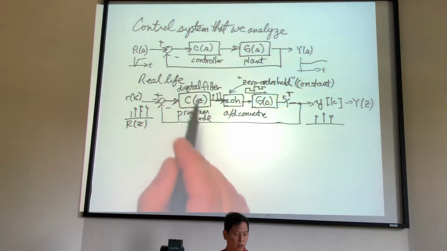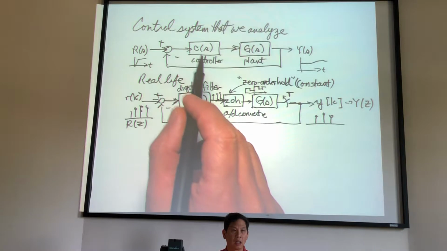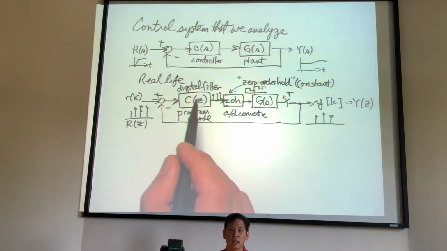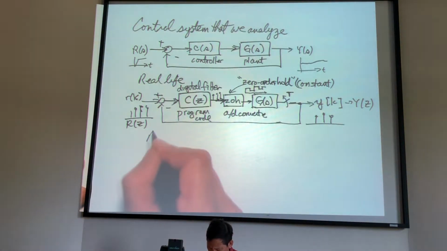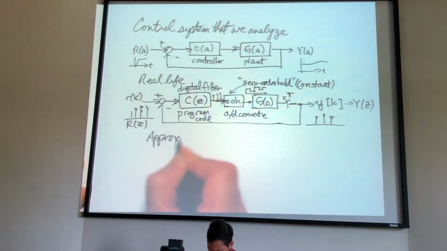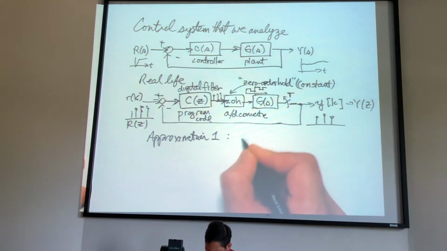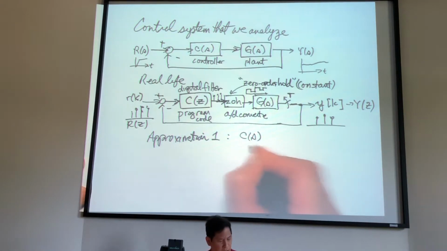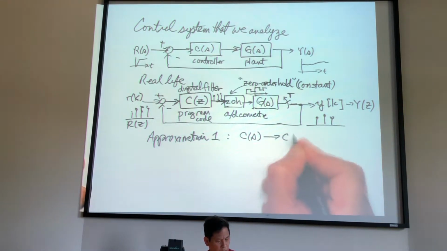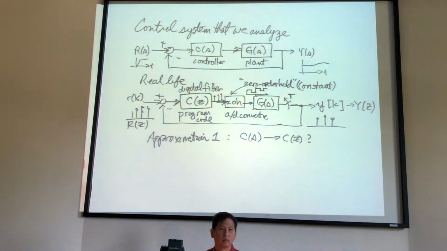Now what we do is we have to get a program code. The problem is we design here, but we need this. So one of the questions is, approximation 1: given this, how do we go to this, C of Z? Okay, Z is a discrete time model.